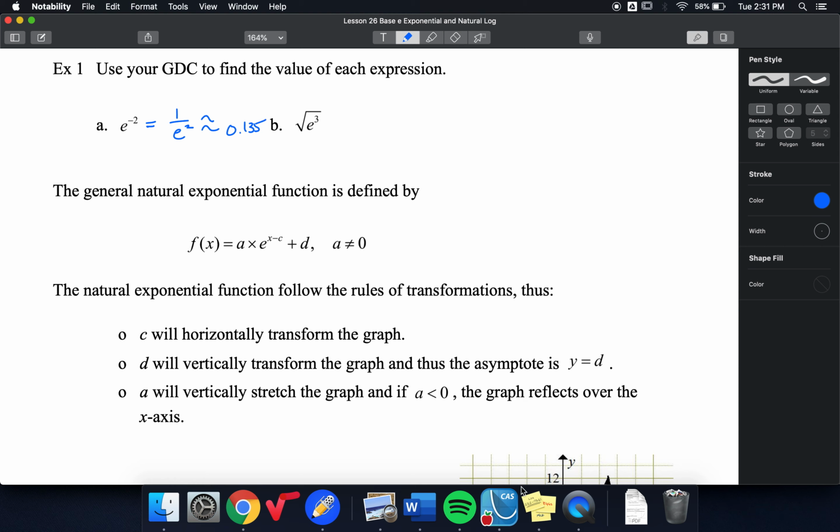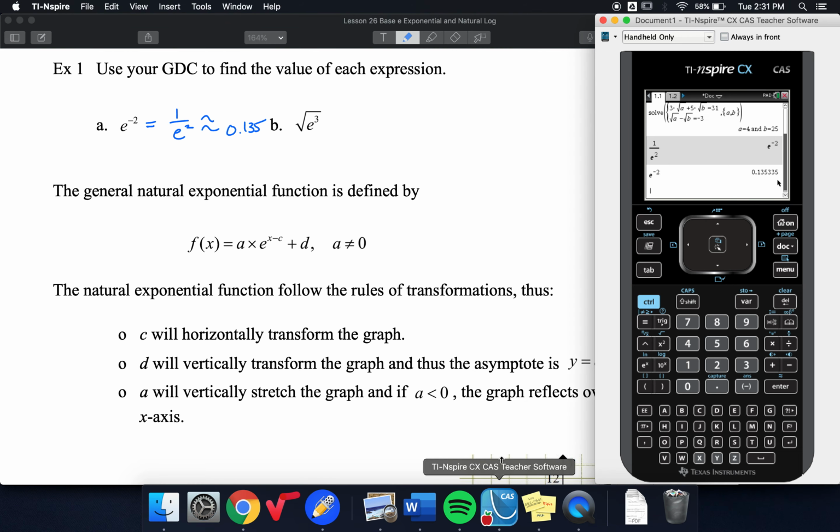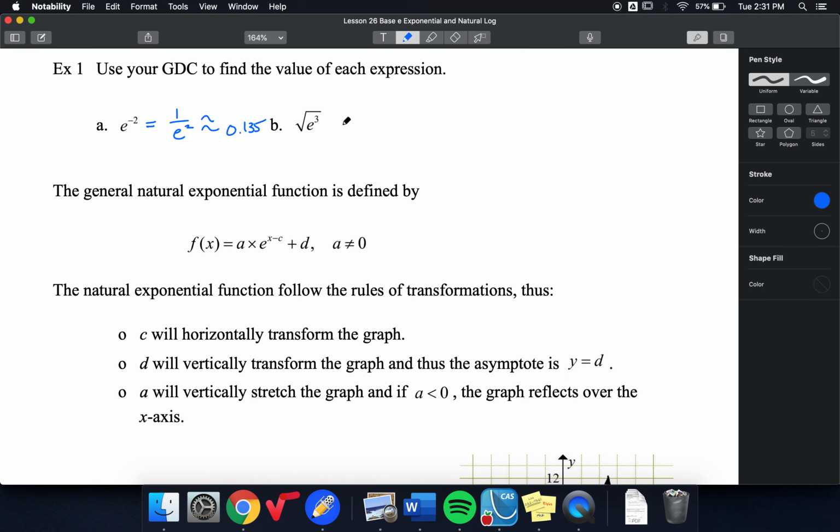Square root of e cubed. Well, I'm not going to take my time to type in square root values. Instead, I'm going to say that that's the same as e raised to the 3/2. And then to get my decimal approximation, Control Enter, 4.48. Okay.